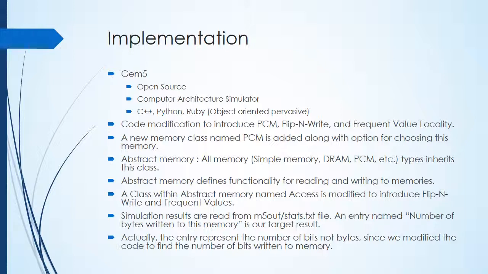Then in the abstract memory file, which is located in the build alpha folders, I modified the access function within that file to introduce the flip and write and the frequent value architectures. The simulation result is read from the m5out stats.txt file. There's an entry in that file called number of bytes written to this memory, and I'm reading this value as a result. But actually, this value represents the number of bits written to memory and not the number of bytes, because I modified the code to calculate the number of bits in flip and write and in frequent value as well.